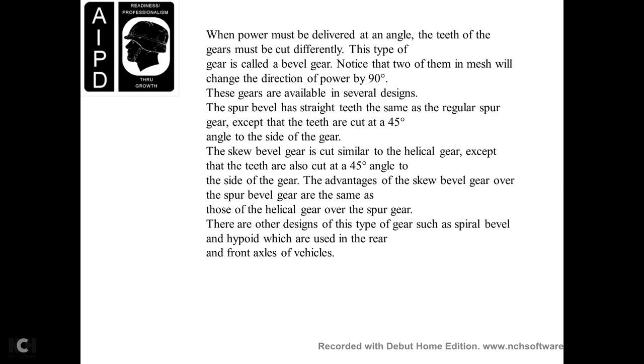Bevel gears are available in several designs. The spur bevel has straight teeth, the same as the regular spur gear, except that the teeth are cut at a 45-degree angle to the side of the gear. The screw bevel is similar to the helical gear, except that the teeth are also cut at a 45-degree angle to the side of the gear. The advantage of the screw bevel gear over the spur bevel gear is the same as that of the helical gear over the spur gear.